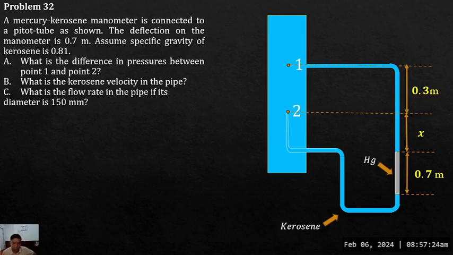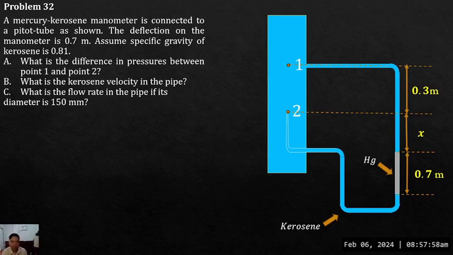Sige, so let's solve this problem. Marami-rami na yung nakasagot. Okay, so for this problem, a mercury kerosene manometer is connected to a pitot tube as shown. The deflection on the manometer is 0.7 meter as shown, mercury. Assuming specific gravity of kerosene is 0.81, we're asked what is the difference in pressures between point 1 and point 2.